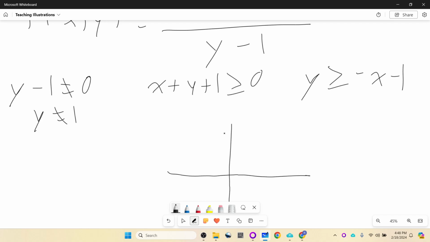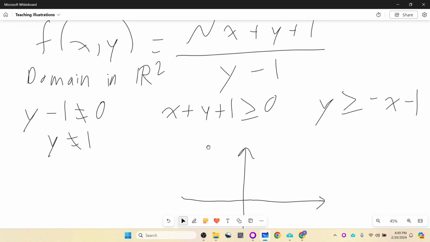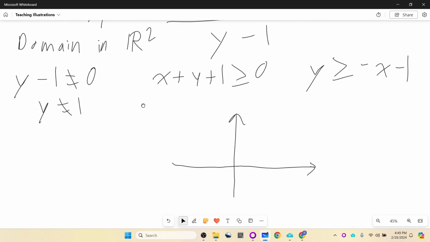Well, first off, let's be clear here, this is f of x, y, so the domain is in R squared. So if we want to sketch what the domain looks like, we're essentially saying I want to draw where all the points are that you're allowed to plug into this. Where would they be? Well, we've got these two rules here. So it says y is greater than or equal to negative x minus 1. Now, the way to draw an inequality is you first write it as an equality. If I say y equals negative x minus 1, that's a line like this.